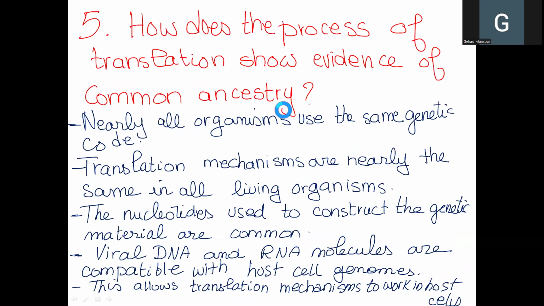The fifth question is, how does the process of translation show evidence of common ancestry? Of course, the process of translation is using a sequence of messenger RNA to form a corresponding sequence of polypeptide. Of course, the sequence on messenger RNA is a sequence of codons. So what do we need to do this? We need a codon, a specific codon on messenger RNA.